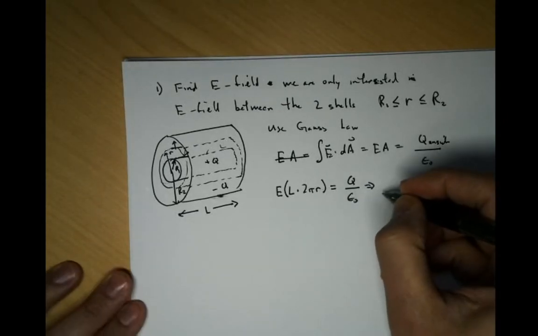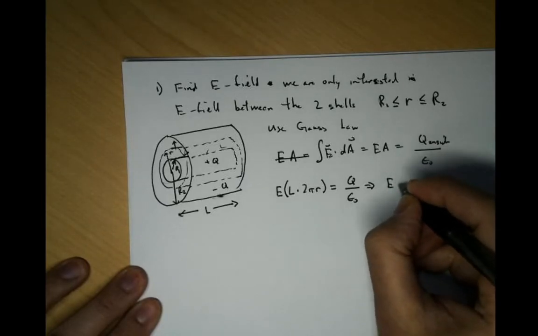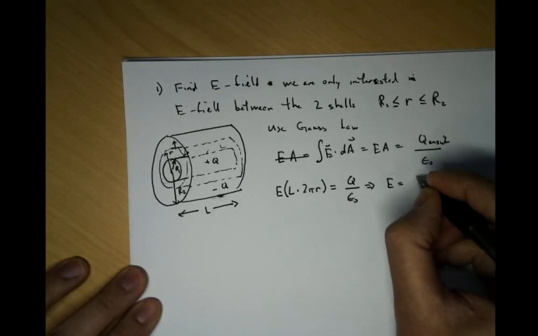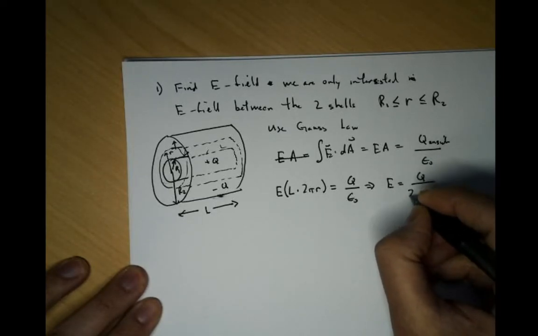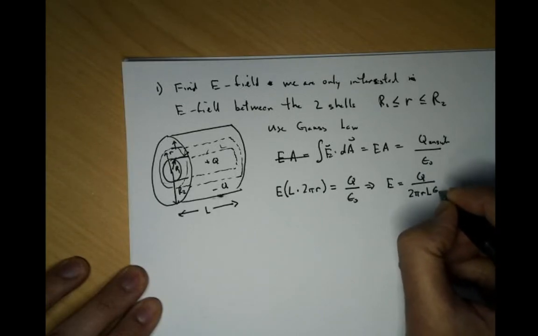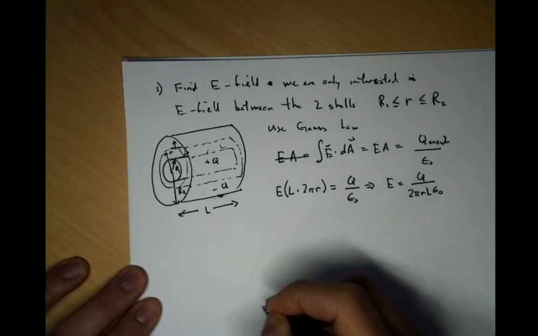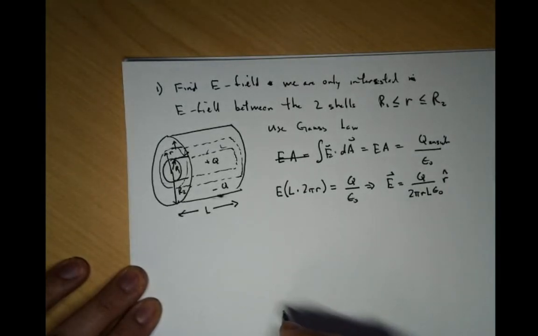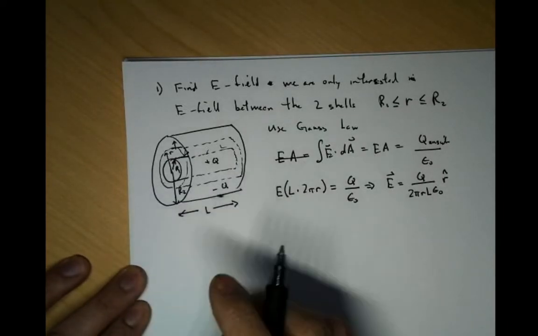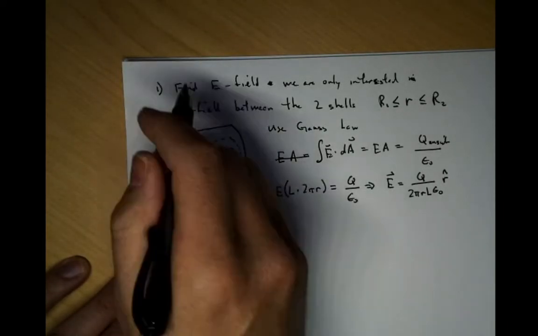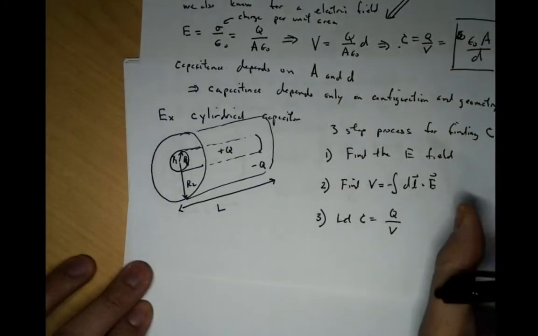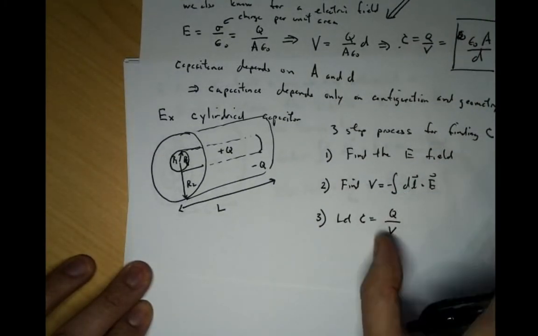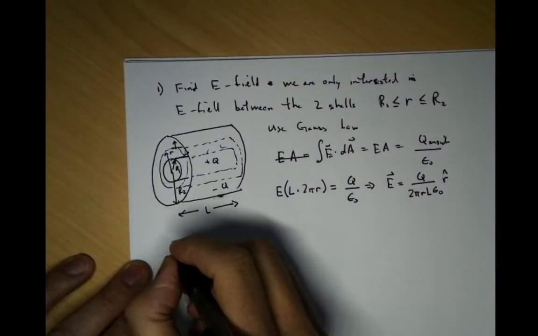Let's go ahead and work this thing out. That implies the E field is equal to Q over 2 pi R L epsilon naught. And if I want to be really careful about this, this is a vector in the r hat direction. R hat is the cylindrical radius. That's basically part 1. Now part 2, find V, the integral of E dot dl. Let's go ahead and find that out now. Part 2.